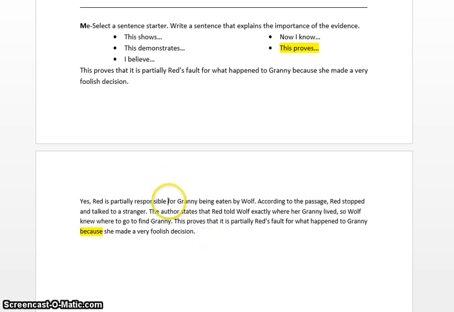So I want to proofread my answer. It says, yes, Red is partially responsible for Granny being eaten by Wolf. According to the passage, Red stopped and talked to a stranger. The author states that Red told Wolf exactly where her granny lived, so Wolf knew where to go to find Granny. This proves that it is partially Red's fault for what happened to Granny because she made a very foolish decision. And my friends, this is the same format that you are going to use to respond to your constructed response questions.